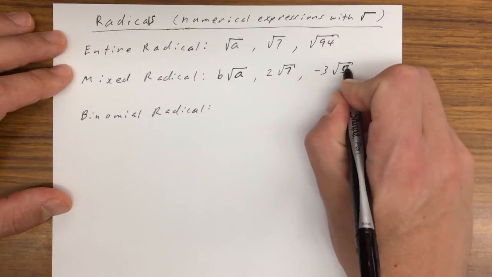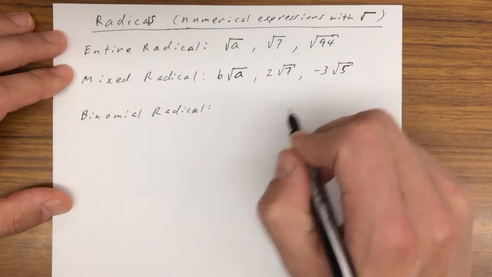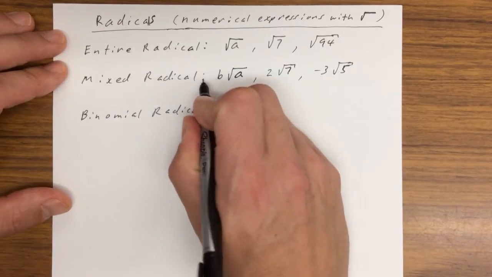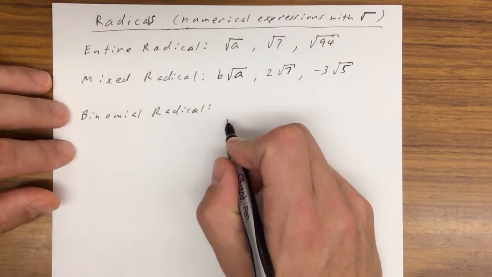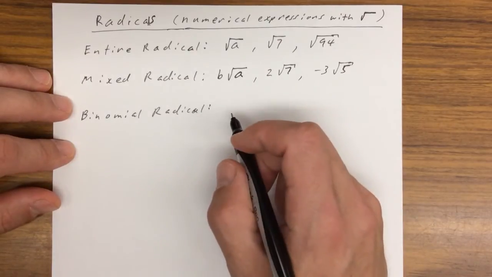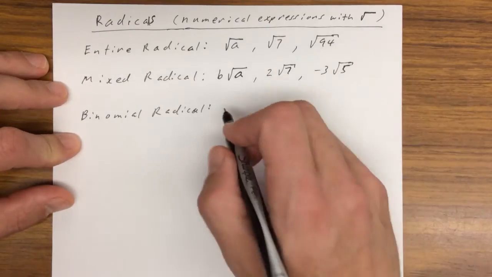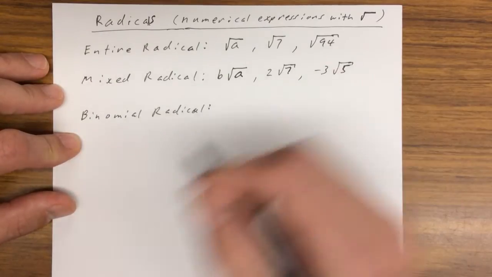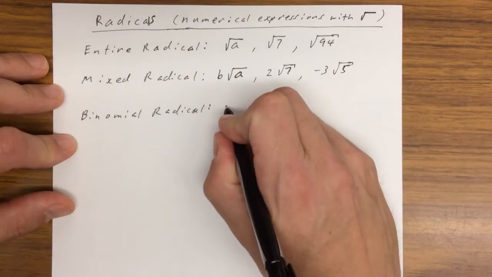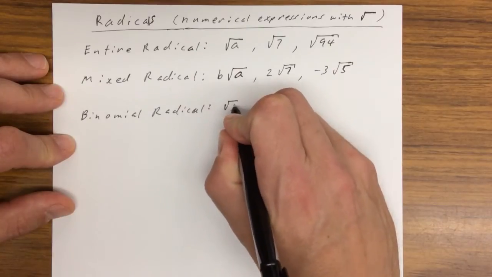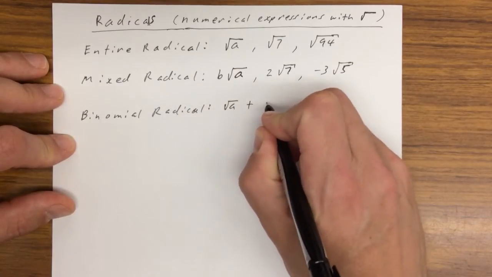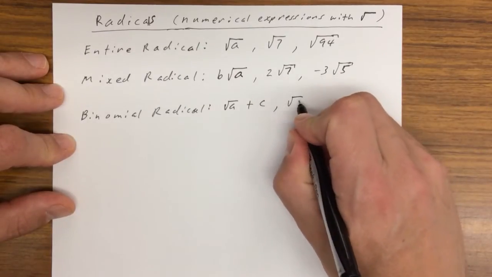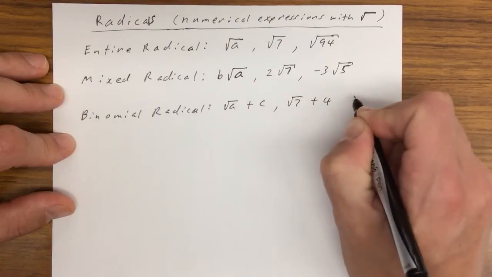So if you have the square root of a negative number, then that's what's called an imaginary number, and we're not dealing with it in this course. Okay, so then we have what I'm calling a binomial radical, when you might have the sum of two square root terms. So for example, root a plus c, or root 7 plus 4.